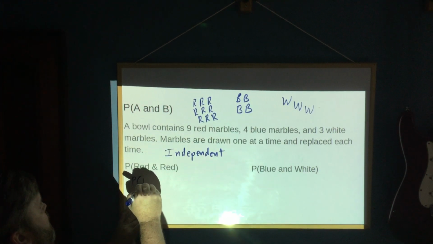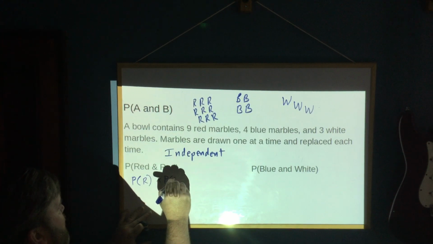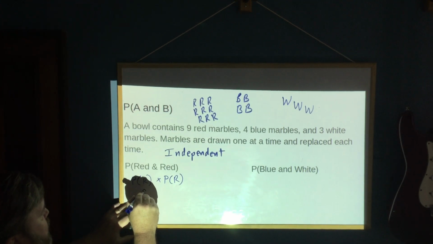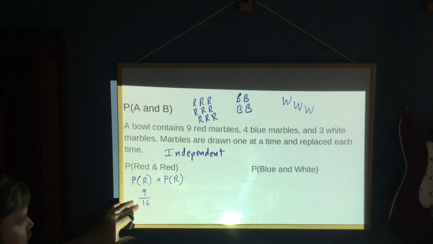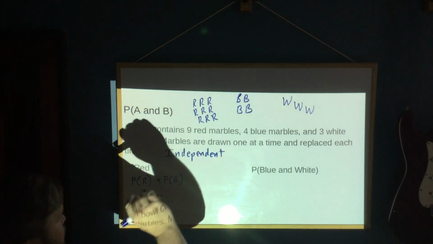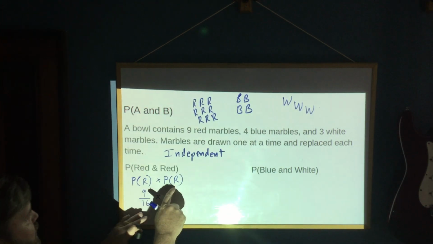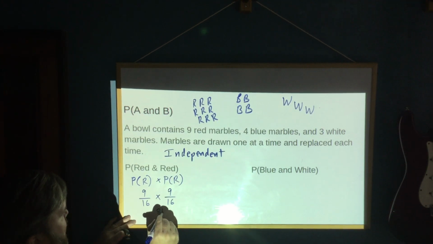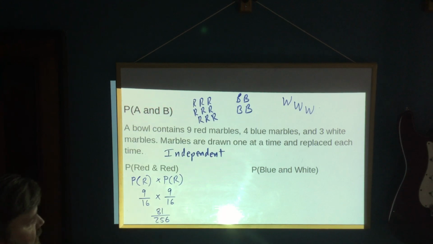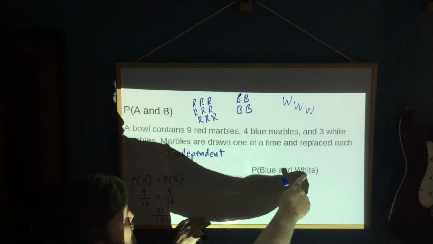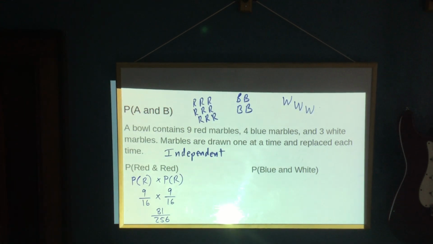So that's just going to be the probability of red times the probability of red. The first time, we draw a marble. The probability is 9 out of 16. Put it back. So there's still 9 red marbles, still 4 blue, still 3 white. So the probability that I get a red one here is also 9 out of 16. Multiply it across, we get 81 out of 256. Okay. If I draw a marble and put it back, the probability of the second event will not change.